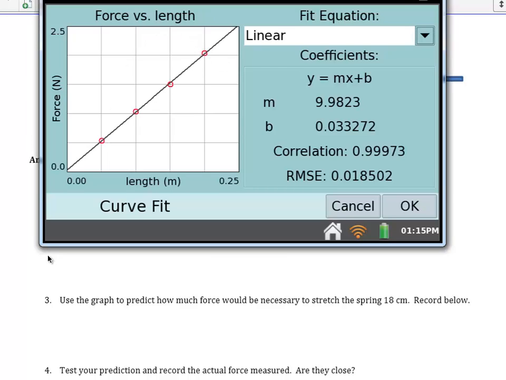We've got y, which is the left side of my graph, which is force, so that's newtons. B is almost exactly 0. And think about it, if you're not pulling on the spring, then as it stretched out, it should be exactly 0. And this is close enough that I'm going to call it 0. So y equals mx plus b, where y is force, x is length, and m is 9.98. And we've got to think about that.